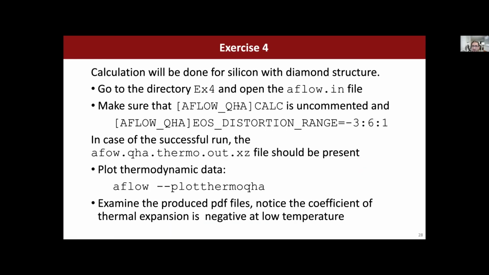And in the second exercise, you will need to do a post-processing step. Again, I have provided all of the calculation data that you need. And you will get a AFLOW-QHA thermal out file, which will contain all of the thermodynamic properties. And you can use plot thermal QHA commands to do plots.